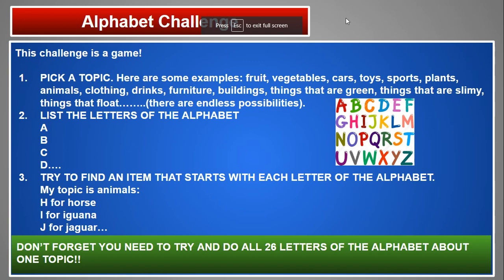The Alphabet Challenge. This challenge is a game. Pick a topic. Here are some examples: fruit, vegetables, cars, toys, sports, plants, animals, clothing, drinks, furniture, buildings, things that are green, things that are slimy, things that float. There are endless possibilities. List the letters of the alphabet. Try to find an item that starts with each letter of the alphabet. My topic is animals. H for horse, I for iguana, J for jaguar. Don't forget, you need to try and do all 26 letters of the alphabet about one topic.